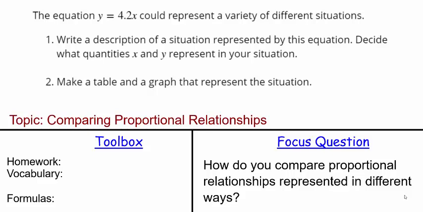Start your notes with the topic, Comparing Proportional Relationships, and our focus question: how do you compare proportional relationships represented in different ways? So go ahead and stop the video now and do that and the warm-up. And when you're done, you can unpause and we will go over the warm-up together.